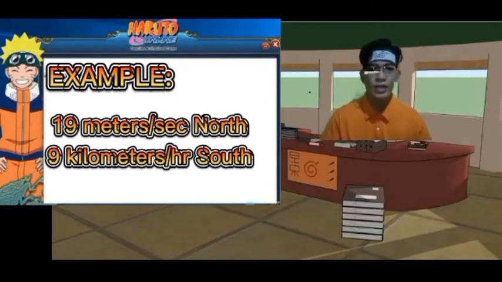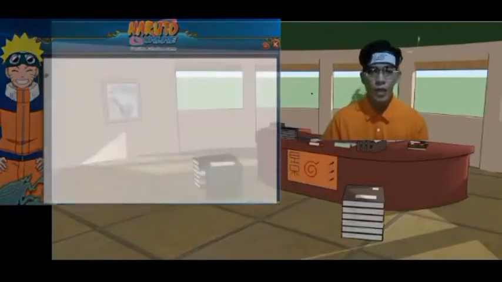Next example is 9 kilometers per hour to the south. 9 kilometers is the displacement, per hour is the time, and the direction of motion is south.